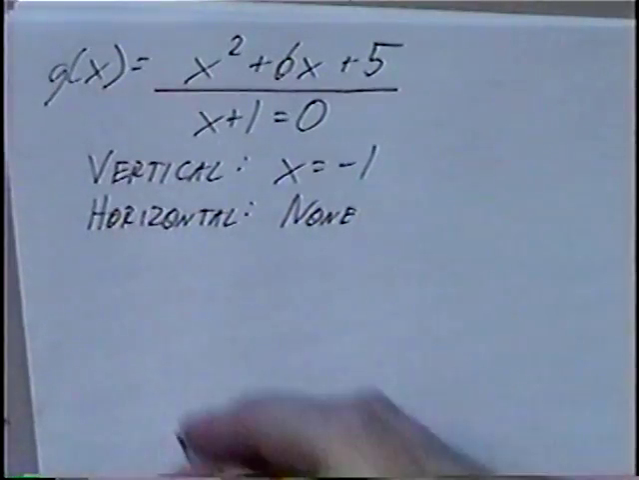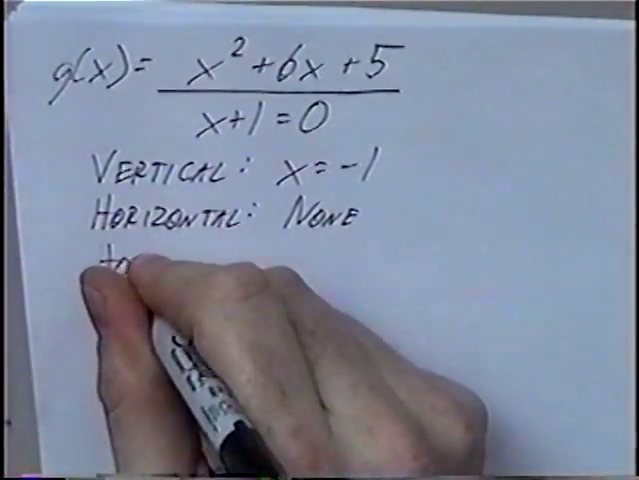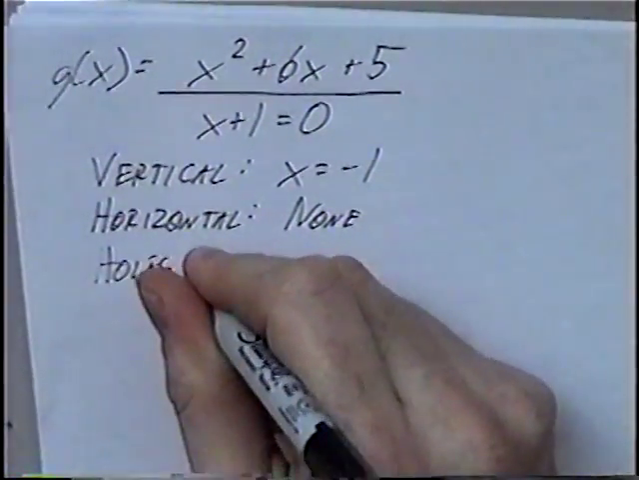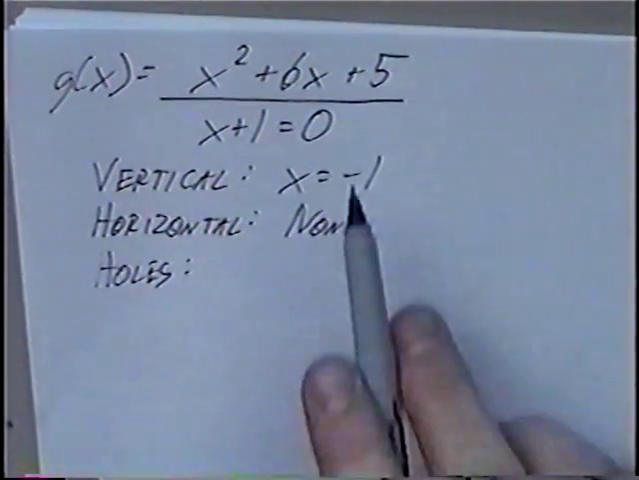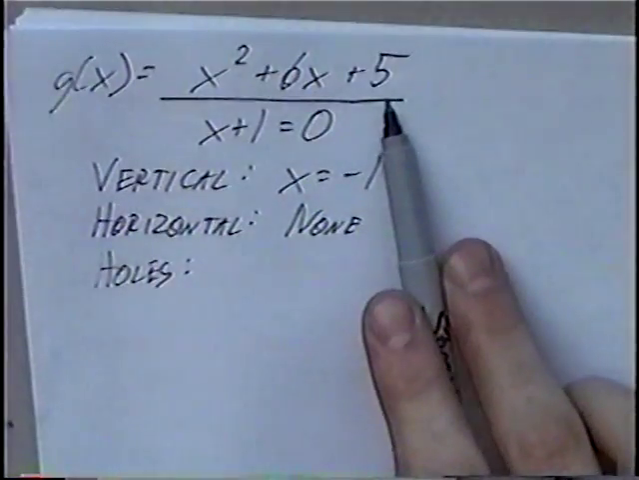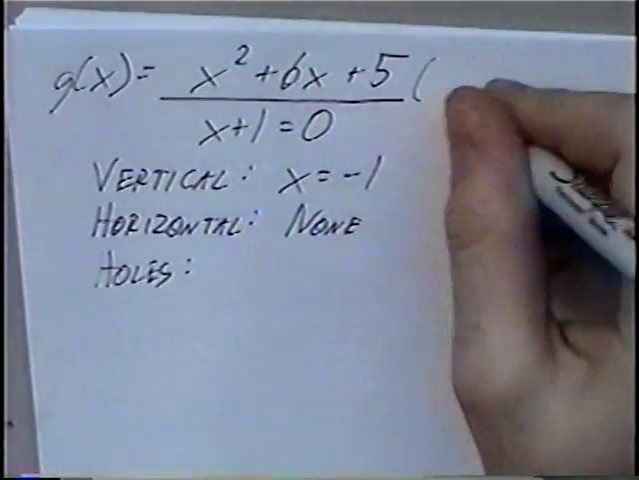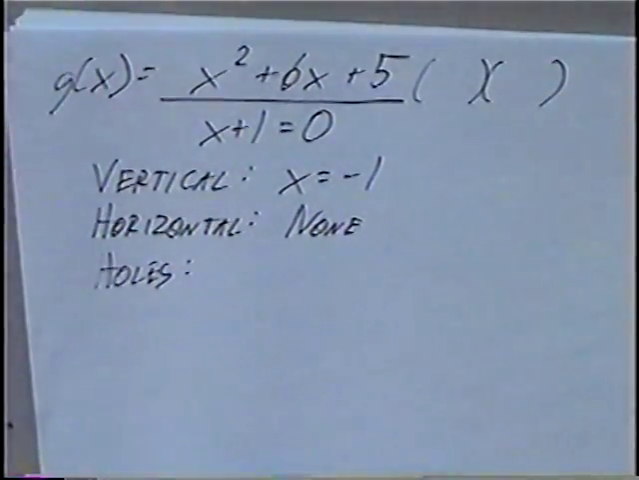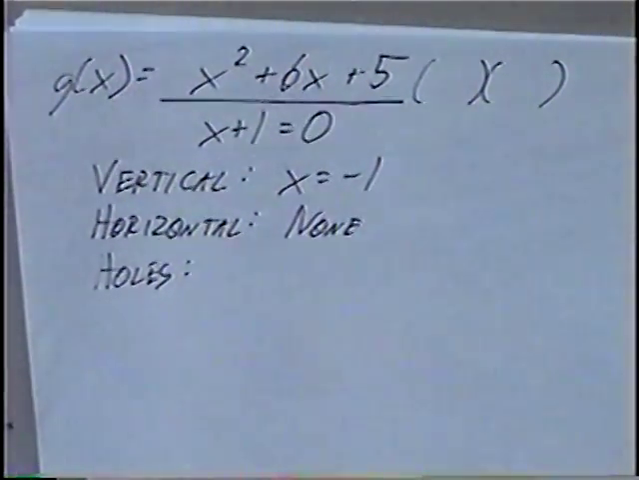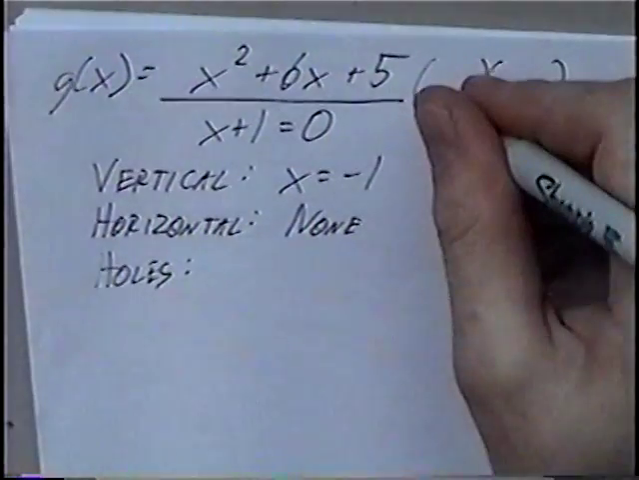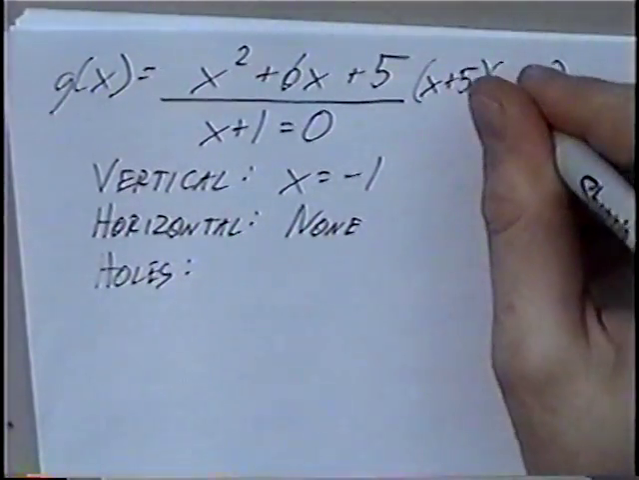And last part before a graph is to find the holes. Holes, again, are factors which cancel out in the numerator and denominator. The numerator we can first factor, x squared plus 6x plus 5. We can factor that to two sets of parentheses. Two numbers that multiply to be 5 and add to get 6 would be x plus 5 and x plus 1.